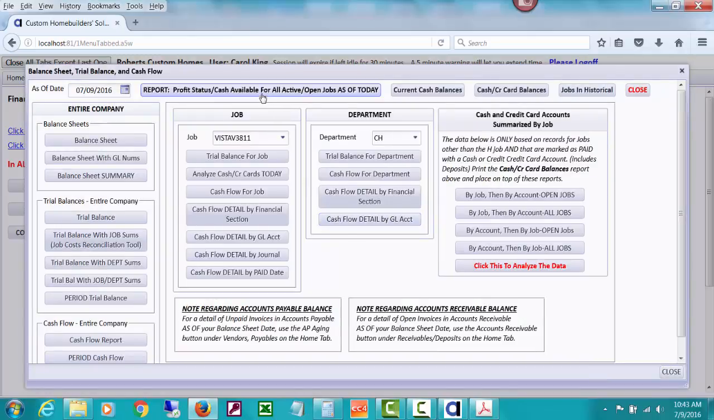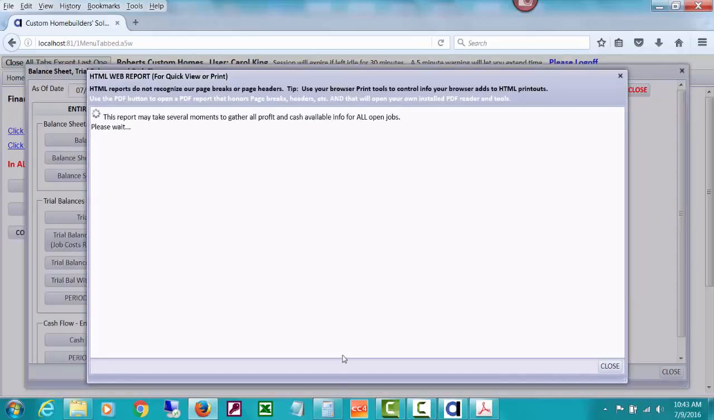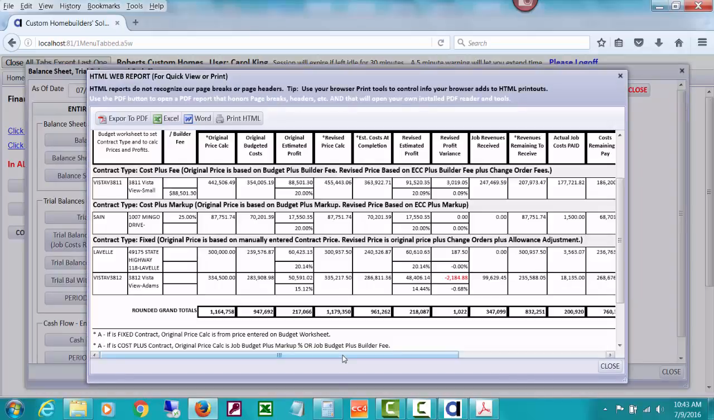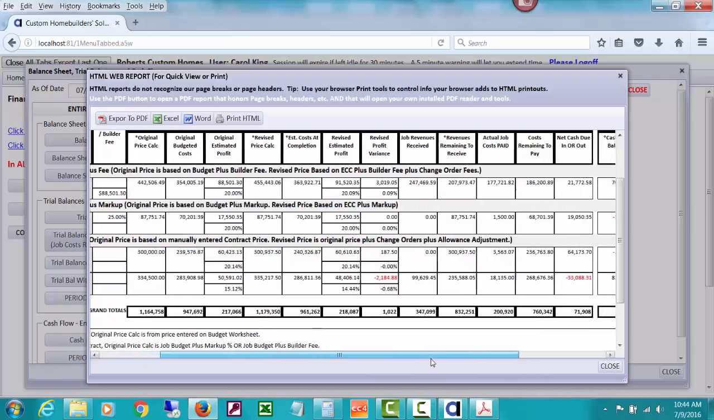And the one other button up here that I should mention is going to show you the profit and cash status of each job. And it's actually using, if we look at our VistaView demo job, it's marked as a cost plus fee. I've showed this report before, and I've also showed how you go to a window where you set contract type and you're analyzing your original profit. You can do that on the owner review screen.